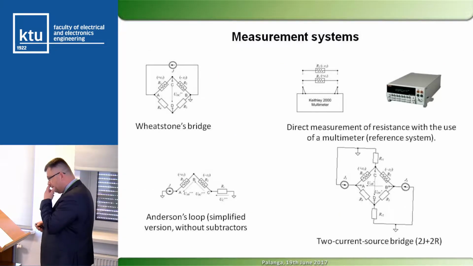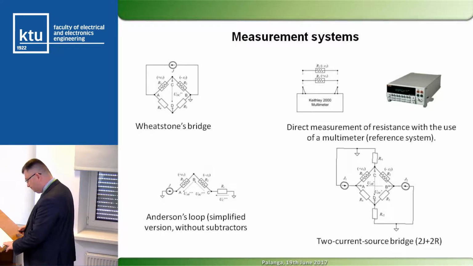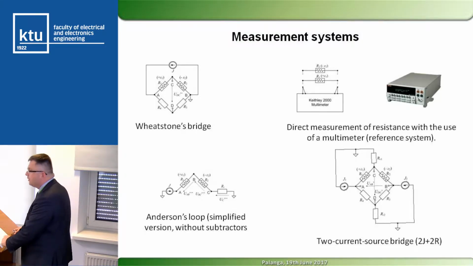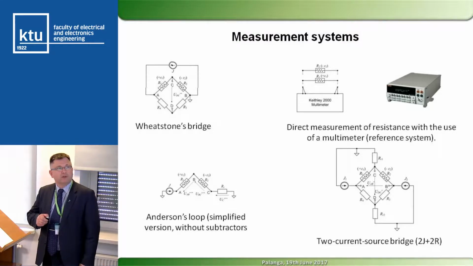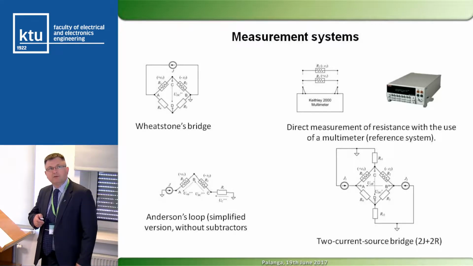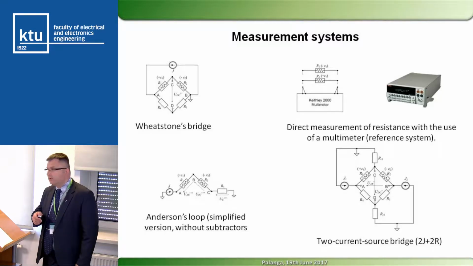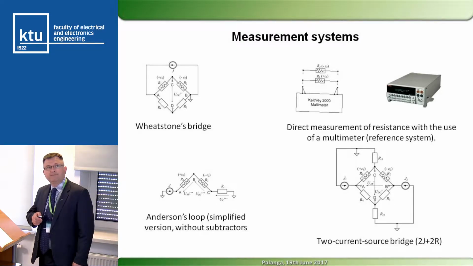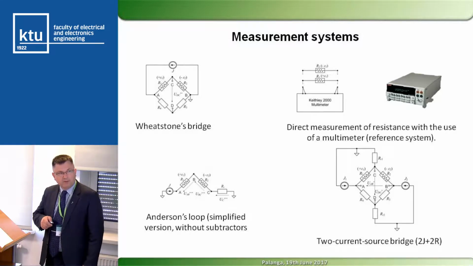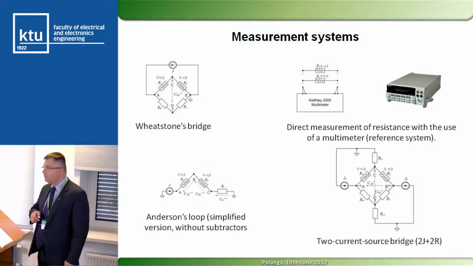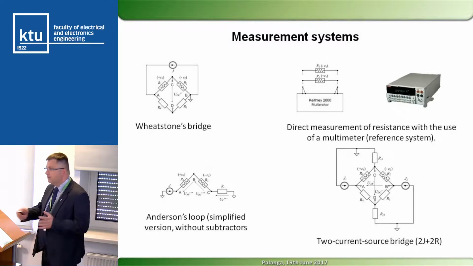I think everyone knows different circuits which can be used for resistance measurement. You can see here, for example, the well-known Wheatstone bridge. We can also measure resistance with the use of direct measurement with current sources built in meters. We are measuring in such cases the voltage drop on the resistance. We can use the Anderson loop. We have here a simplified version without subtractors of this kind of measuring circuit.